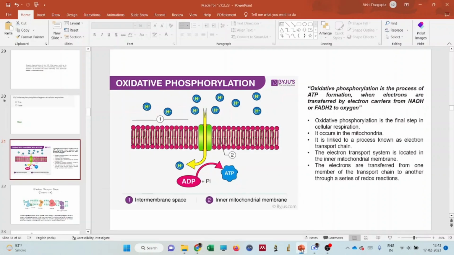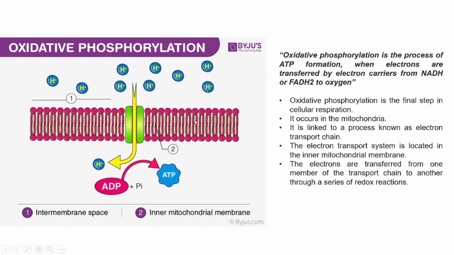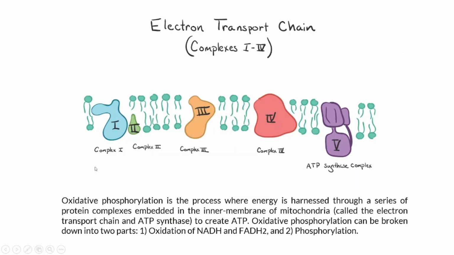So as you can see, oxidative phosphorylation is the process of ATP formation, and you can see the basic rough sketch over here. It's the final step. It occurs in the mitochondria. It is linked to the process called the electron transport chain, and it happens in the inner mitochondrial membrane. The electrons are transferred from one member of the transport chain to another through a series of redox reactions. So this is a very rough sketch of oxidative phosphorylation.